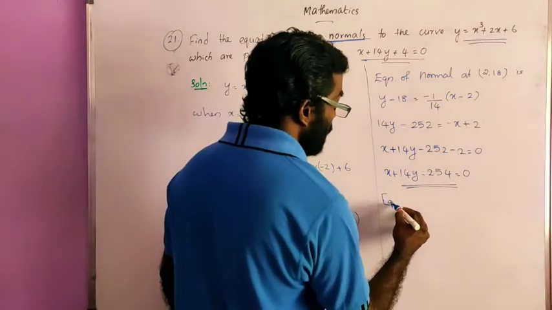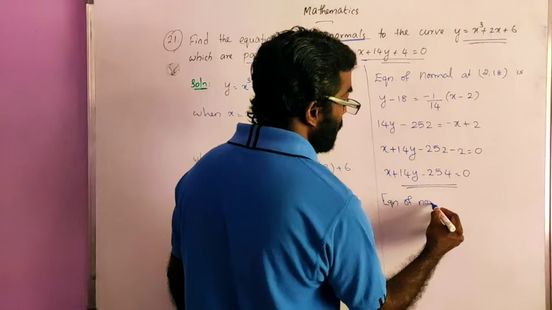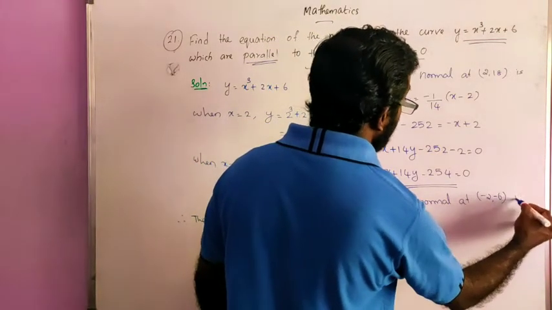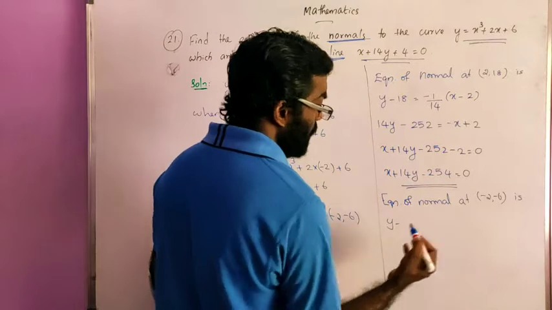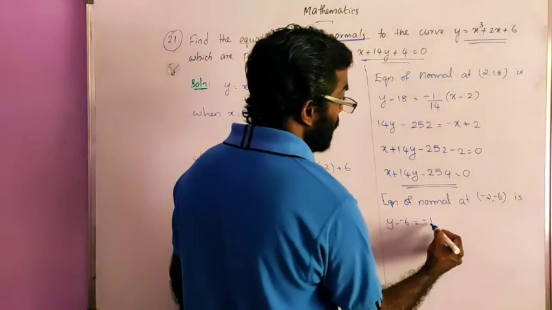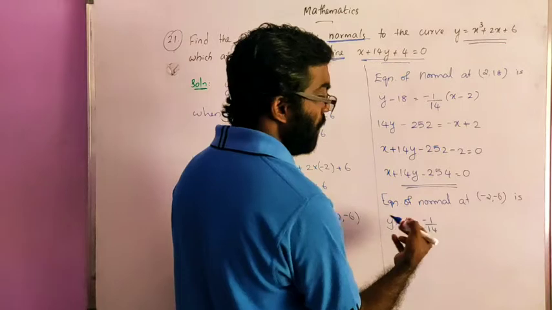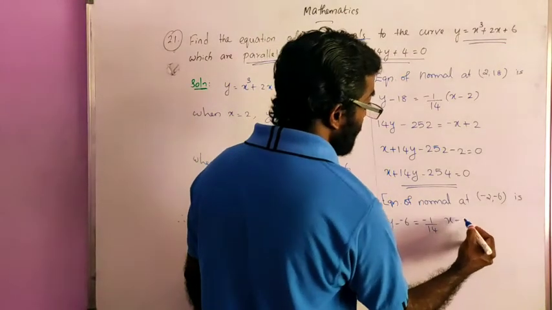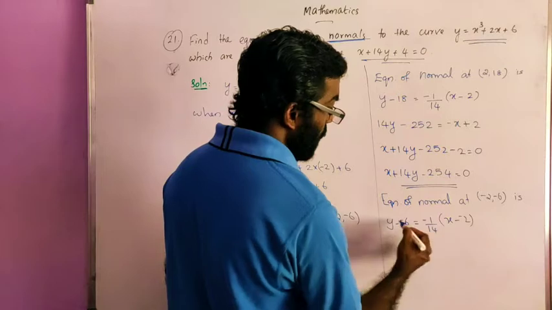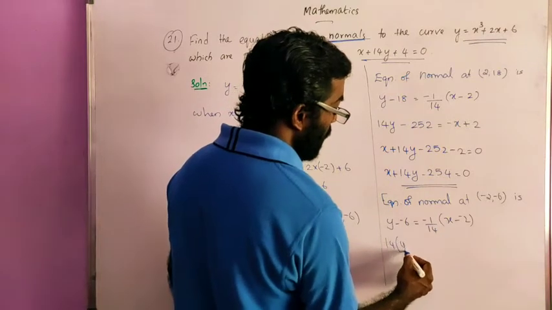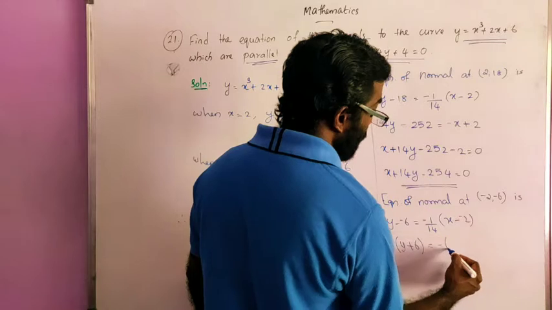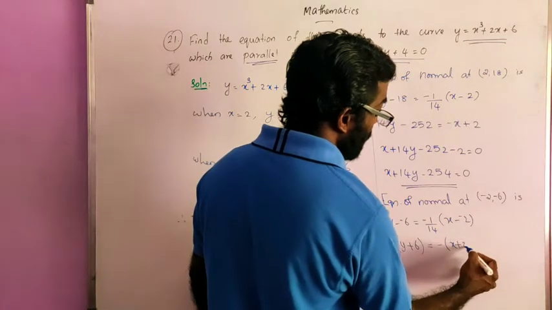So the equation of the normal at (-2, -6) is y minus y0, y minus (-6), equal to -1/14, that is the slope of the normal, into x minus x0, x minus (-2). Here also we can multiply by 14, so 14 into (y + 6) is equal to minus of (x + 2).